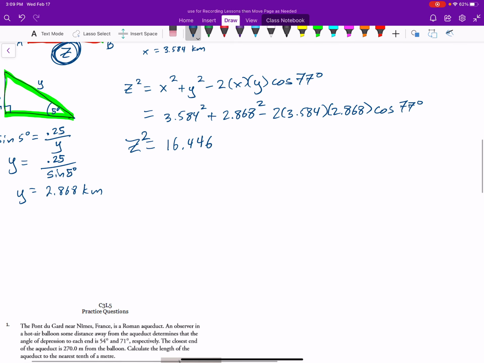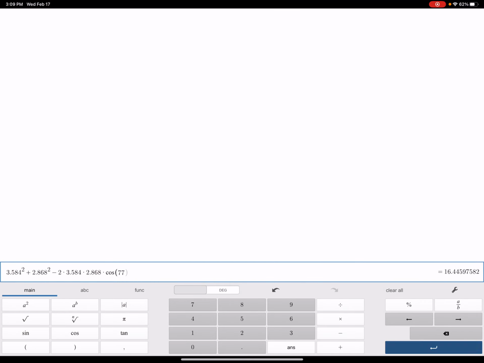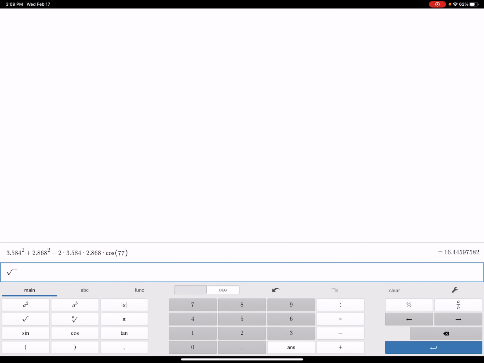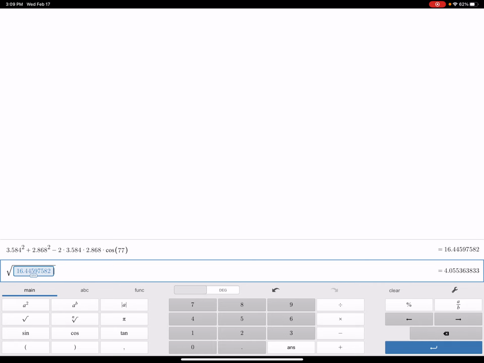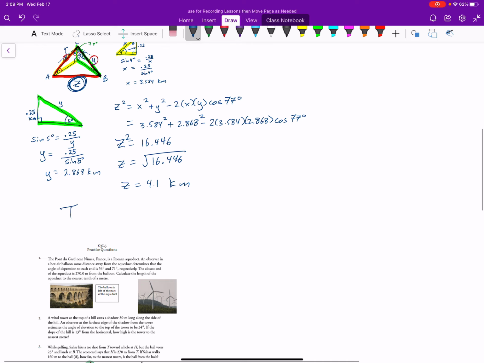But remember, whenever we do the cosine law, just like with the Pythagorean theorem, the last step is to take the square root of both sides. So I'll take the square root of that answer. Square root answer 4.055. Let's round to 1 decimal place again. 4.1 kilometers. So it turns out the distance between Abel and Brownsville is 4.1 kilometers.